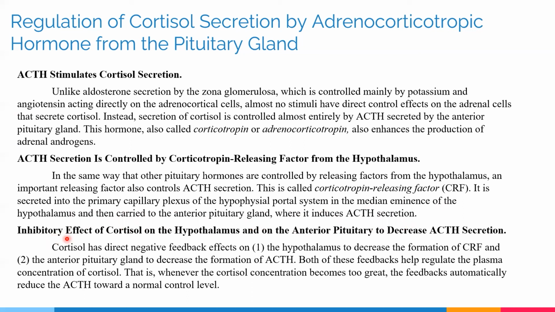Next, we look into the inhibitory effect of cortisol on the hypothalamus and on the anterior pituitary to decrease ACTH secretion. Cortisol has direct negative feedback effects on the hypothalamus to decrease the formation of CRF and on the anterior pituitary gland to decrease the formation of ACTH. Both of these feedbacks help regulate the plasma concentration of cortisol. That is, whenever the cortisol concentration becomes too great, the feedbacks automatically reduce the ACTH toward a normal control level.